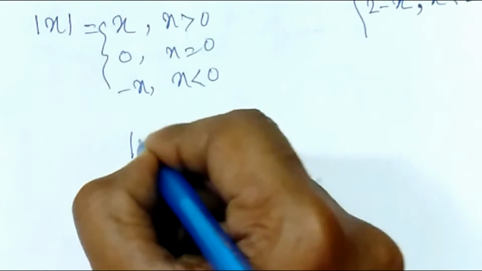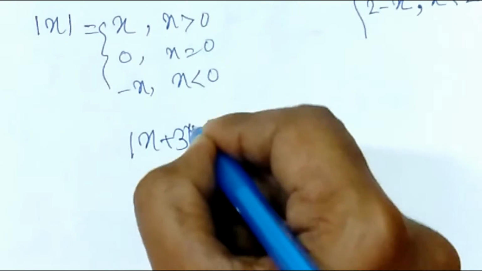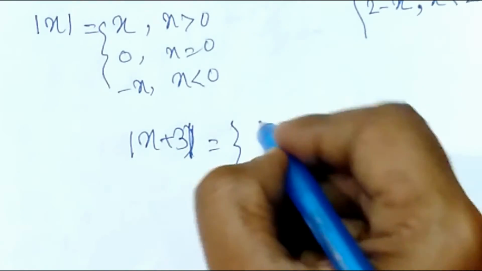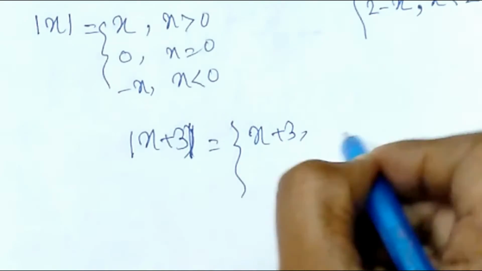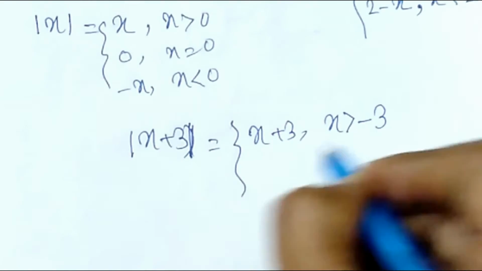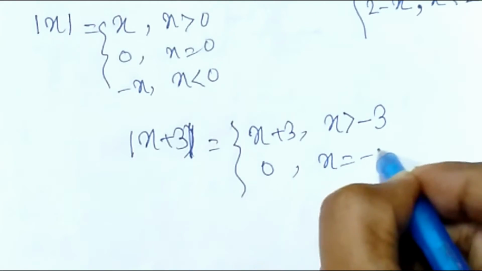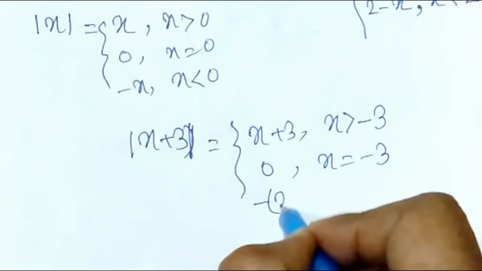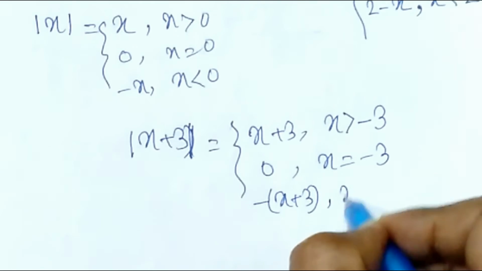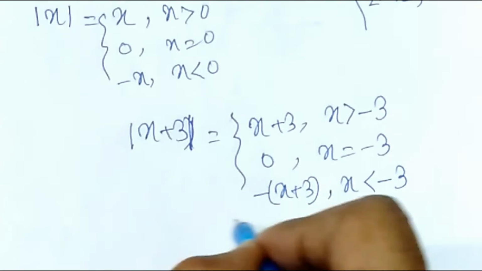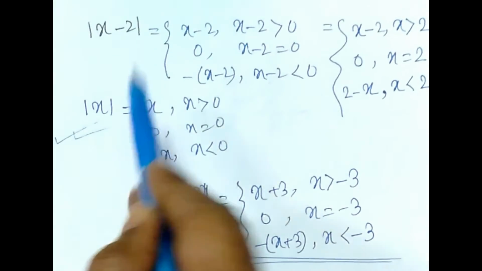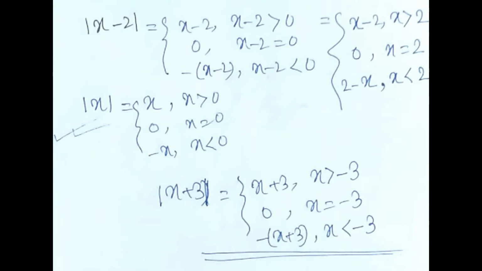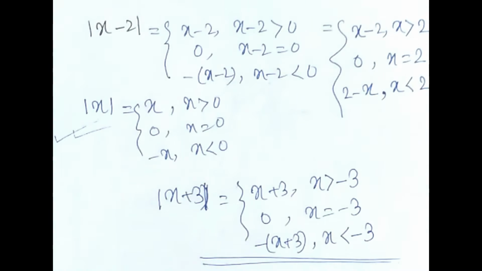If you are given mod of x plus 3, what will be the value? You can easily write the values of the function. This is x plus 3 when x is greater than minus 3. This is 0 when x is equal to minus 3. This is minus of x plus 3 if x is less than minus 3. Okay, just remember the definition of mod x. Then you can easily find out all the values of any kind of modulus function.